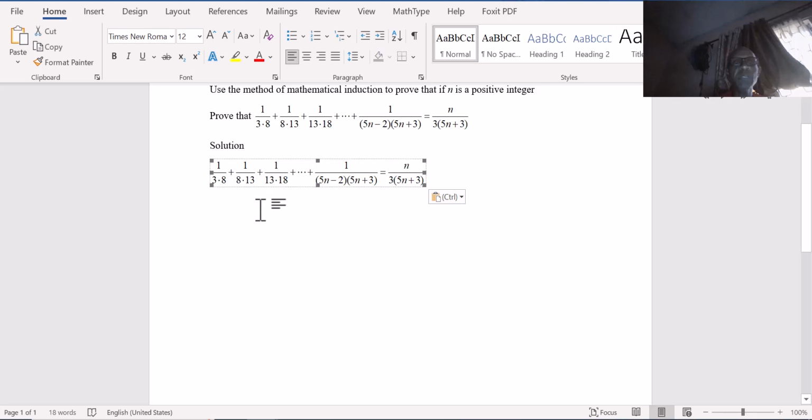So today we are looking at another mathematical induction problem, and it says use the method of mathematical induction to prove that if n is a positive integer, prove that. This is what we are asked to prove. So now let's start.